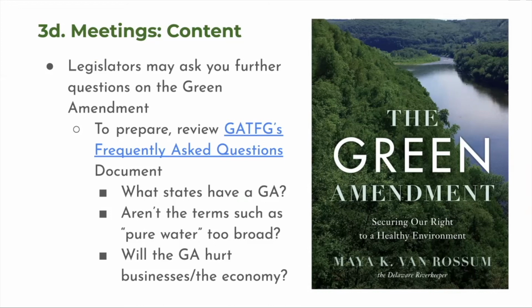Legislators presumably may ask you further questions on the Green Amendment at that meeting. For example, you might have a presentation going, and then at the end you ask maybe for questions, or they're likely going to ask questions since they're going to be putting their reputation on the line. They're going to be supporting this, and they want to understand what they're supporting, and that's reasonable. So to prepare, you want to be prepared. This is kind of like the rights thing. Prepare seems like the word we continue using during this lobbying section. Prepare. So to prepare for yourself, you want to review the Green Amendments for the Generations Frequently Asked Questions document.